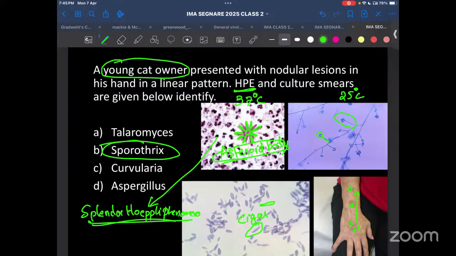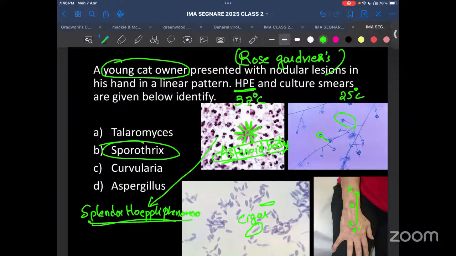Now, deliberately cat owner has been given. This is also known as Rose-Gardner's disease. You might have easily answered if I had given Rose-Gardner's disease, with this linear pattern of lymphocutaneous route. But why I gave you cat owner is that nowadays the most common method of transmission of Sporothrix is becoming cats. We have cats as pets in our house, and Sporothrix colonizes the nails of the cat. So when you get a scratch from the cat, you can get sporotrichosis also.